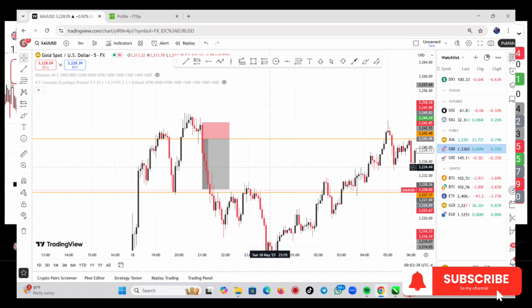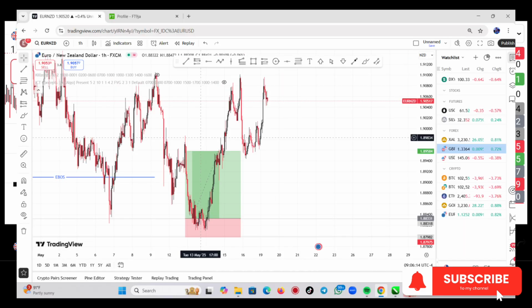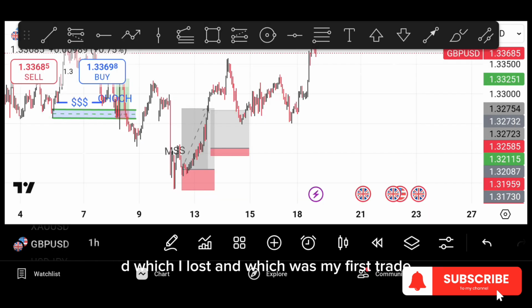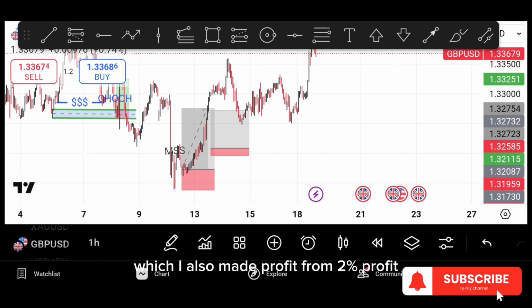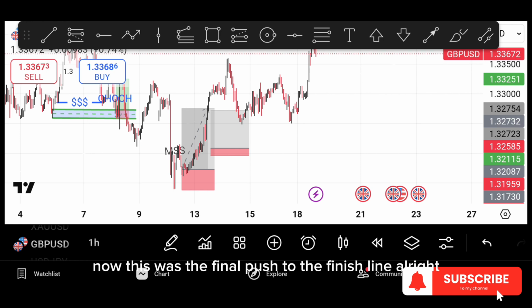So these are the screenshots of the trades I took. Firstly, the first trade, which I lost 1%, and the GBPUSD, which was the second trade I took, and I got 3%, and then the gold setup, which I also made 3% profit from. Now, this was the final push to the finish line, alright?